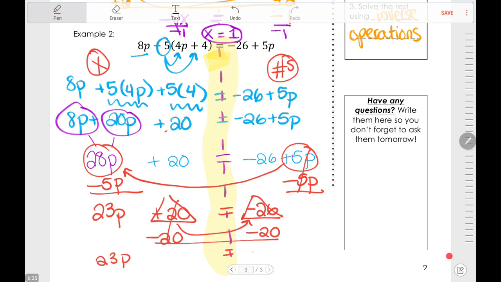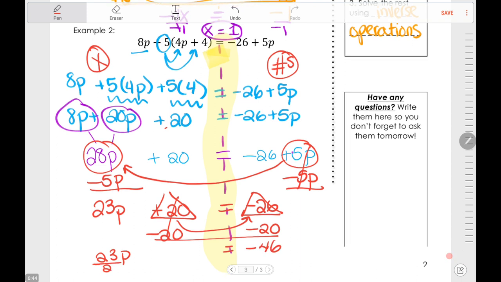This simplifies to being negative 46. And last but not least, divide. Divide. I'm running out of room again. But, long story short, we got p equals negative 2. Again, please go ahead and check my answers because I've made mistakes before and I'm doing this all quickly and in my head.